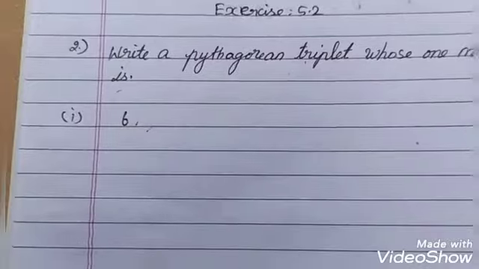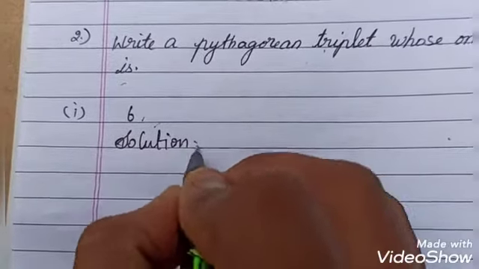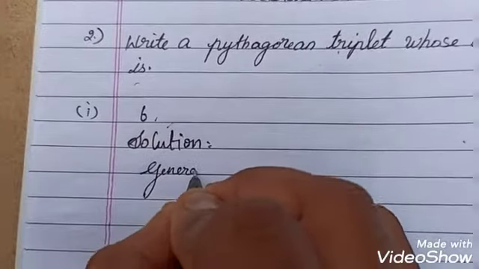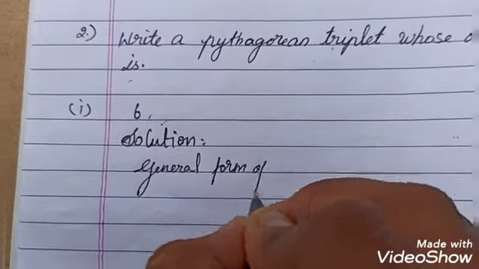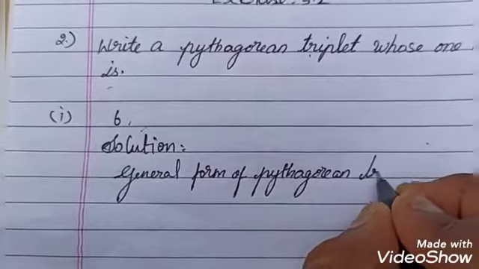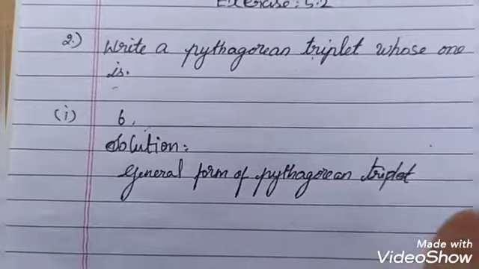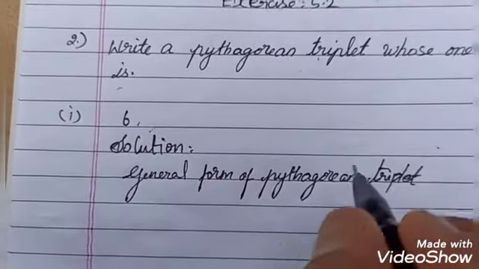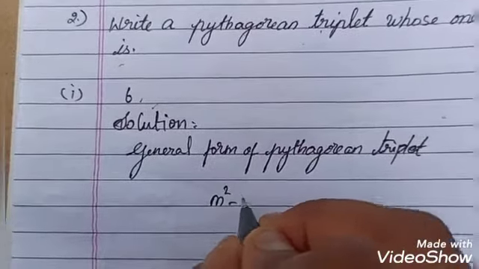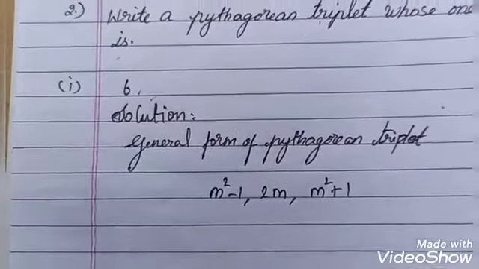Before we move on to the solution, in each and every question you need to write the general form. What is the general form? The general form of a Pythagorean triplet. This sentence and step are very important. You should write these steps in your exam also. So the general form of a Pythagorean triplet is m square minus 1, 2m and m square plus 1.